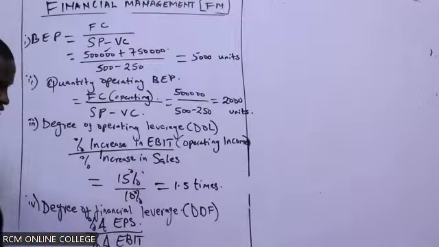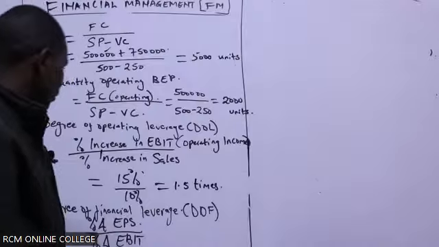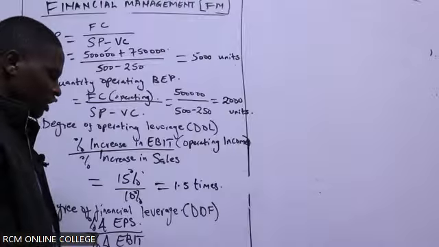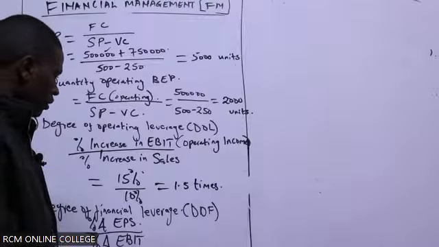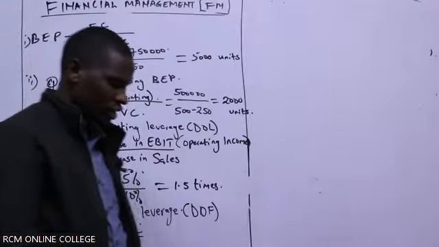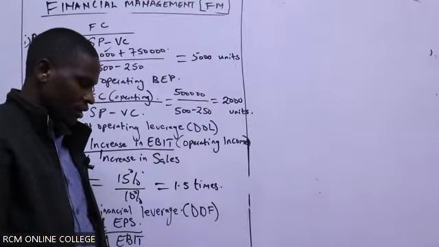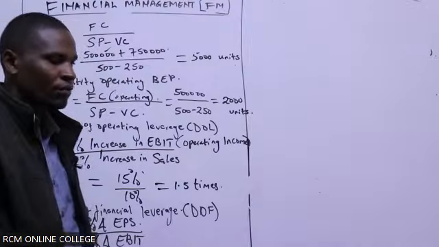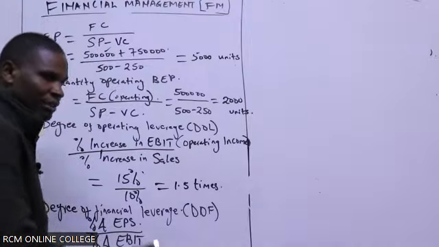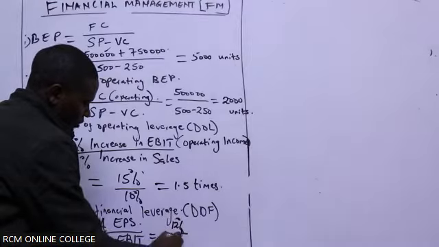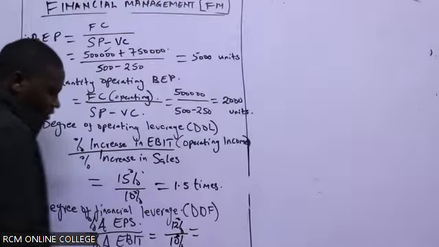Percentage change in EPS. Na hizo tuko nazo EBIT already. Sasa tumeambiwa aje hapa. If the firm's EBIT increased by 10%, the firm's earning per share will increase by 12%. So we have 12% and 10%. So it will be equal to 12% divided by 10%. Na hiyo itakuwa ngapi?